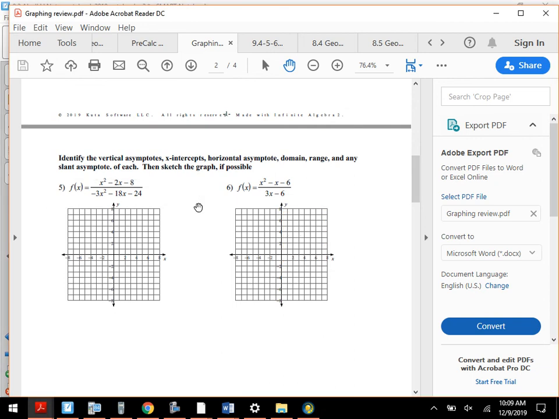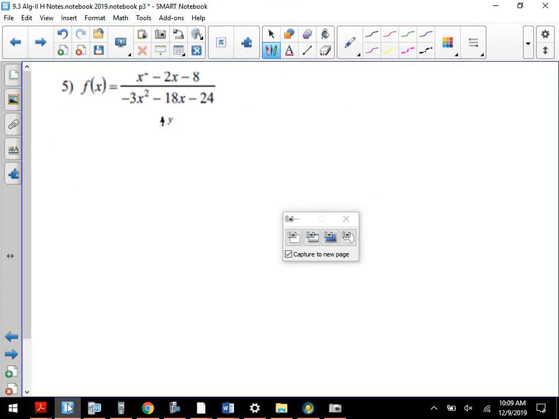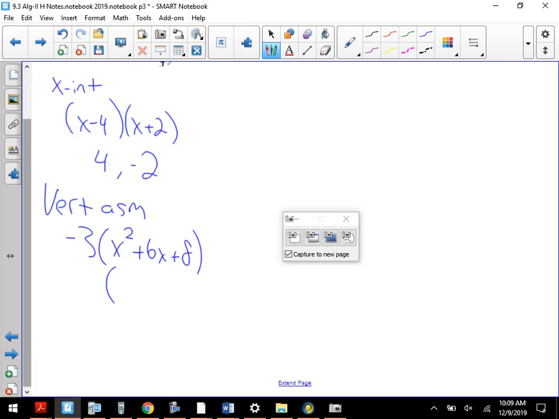So back over to 5 from the graph we want to get. First thing we do is take care of the numerator. So your x-intercepts, was it x minus 4, x plus 2. So your intercepts are at 4, negative 2. Vertical asymptotes. Take out the negative 3, we have x squared plus 6x plus 8. So these are at, so your vertical asymptotes at negative 4, negative 2.